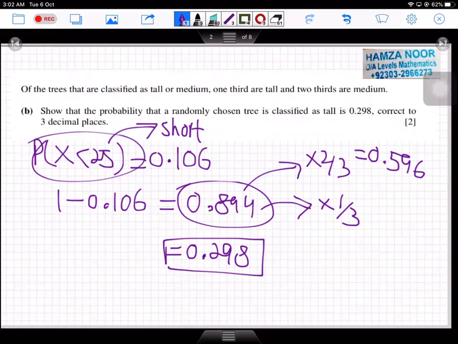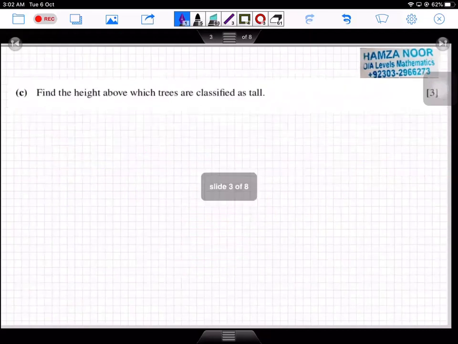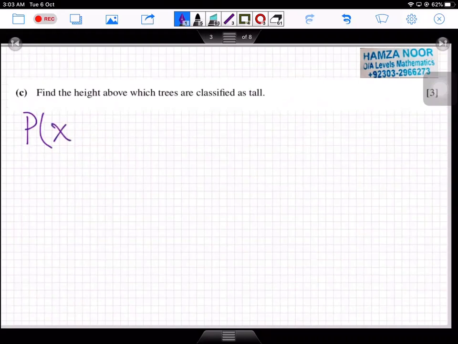Alright, so 0.298 is your requirement, the probability that a randomly chosen tree is classified as tall. Let's come on to the next question. The last part is left. Part C is saying to find the height above which the trees are classified as tall. You don't know the height basically. For example, that height is h. Above it, we want the probability of x greater than h.